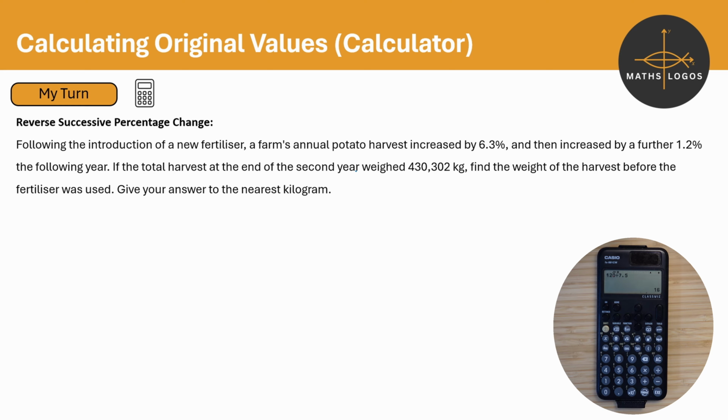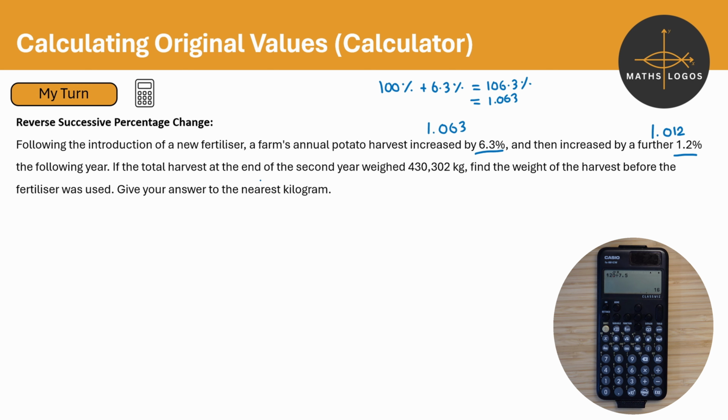This is one of these examples where I'm going to use my multipliers instead. So following the introduction of a new fertilizer, the farm's annual potato harvest increased by 6.3%. As a multiplier, that is 1.063. And if you want to see how I got that, well, if we start with 100%, that's the usual harvest, I suppose. We added 6.3% to take us to 106.3%. And then I want to turn that into a multiplier by dividing by 100, which is where I get this number from. It then increased by a further 1.2%. That's going to be a 1.012 multiplier.